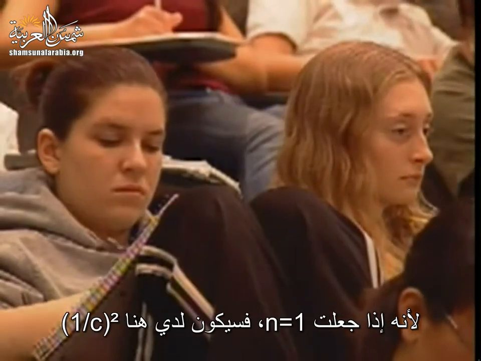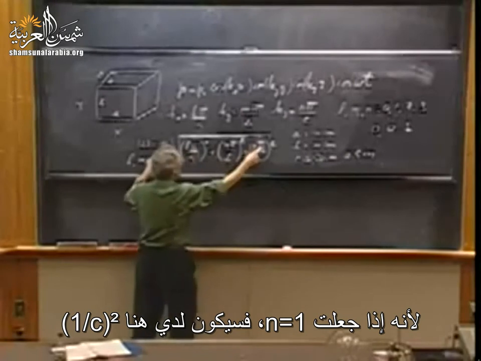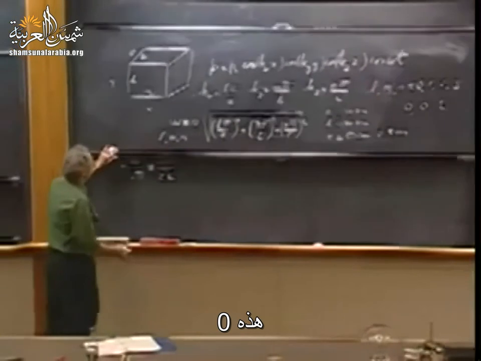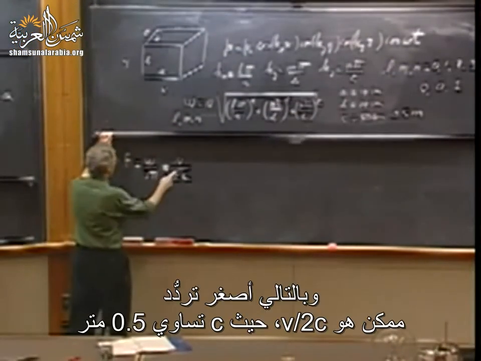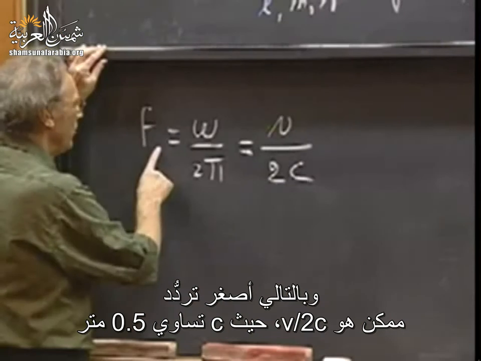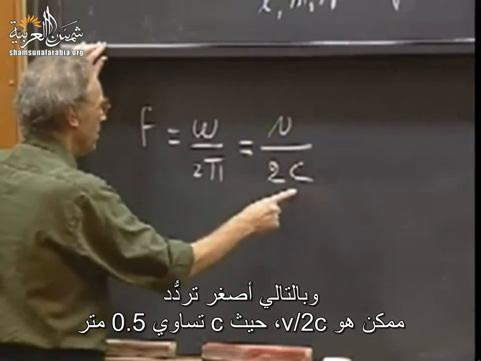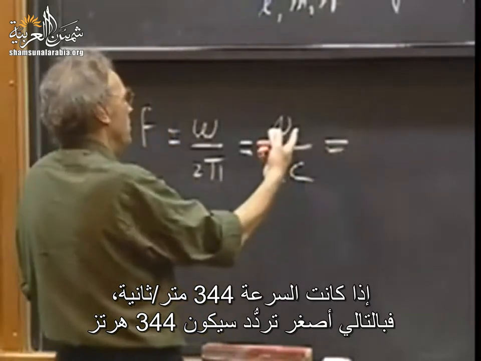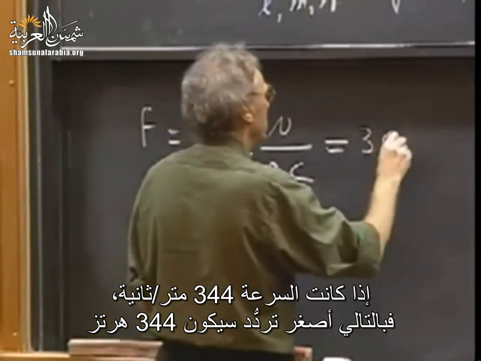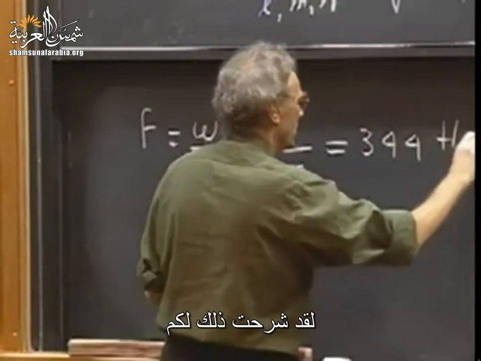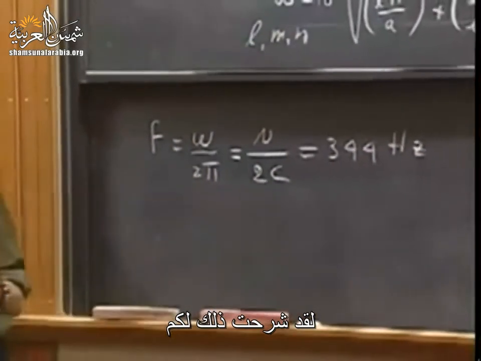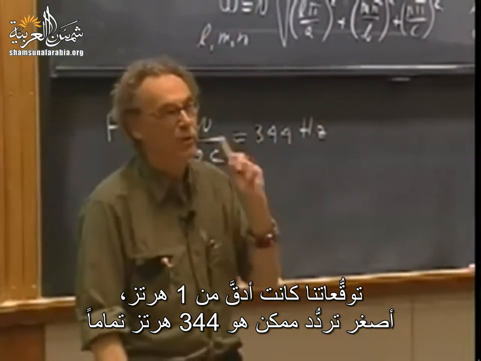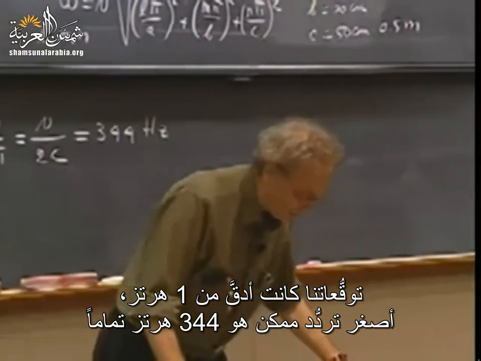Because look, if I make n 1, my pi is gone, so I only have a 1 over c squared. This is 0, so I get 1 over c, and the 2 comes from this. So the frequency, that is the lowest possible frequency, is v divided by 2c. c being now half a meter, and so if v is 344 meters per second, then the lowest frequency is 344 hertz. And I proudly demonstrated that to you. Our prediction was accurate to better than 1 hertz. We had exactly the 344 as the lowest possible frequency.